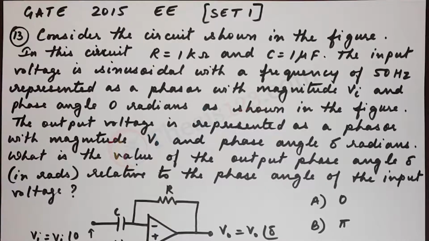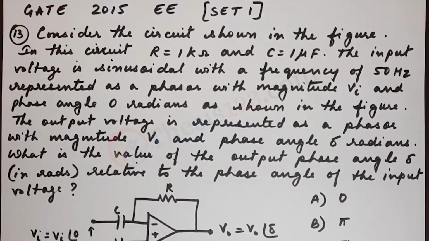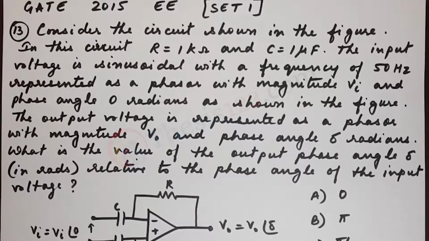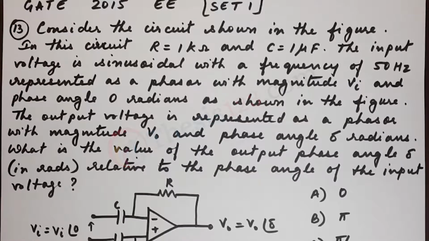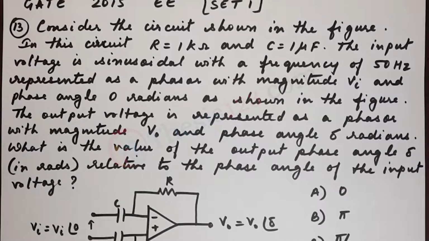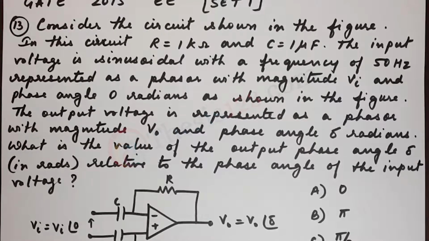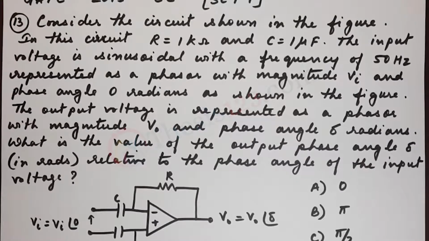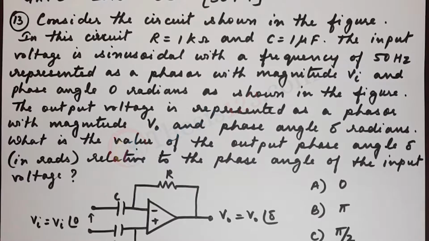Next question, number 13. Consider the circuit shown in the figure. In this circuit, R is equal to 1 kilo ohms and C is equal to 1 microfarad. The input voltage is sinusoidal with a frequency of 50 Hz, represented as a phasor with magnitude Vi and phase angle 0 radians as shown in the figure. The output voltage is represented as a phasor with magnitude V0 and phase angle delta radians. What is the value of the output phasor angle delta relative to the phase angle of the input voltage?